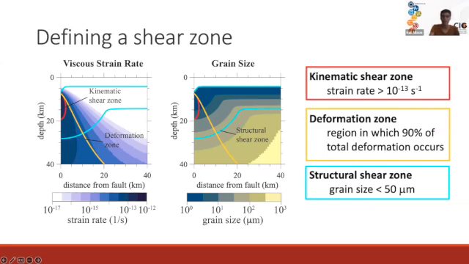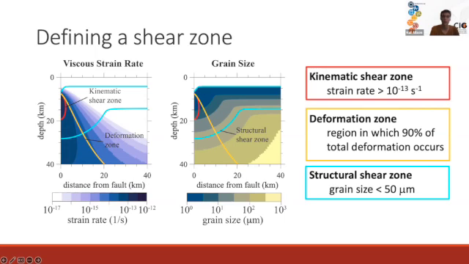To facilitate comparison between simulation results and different types of observations, Laurent Montesi and I developed 3 quantitative definitions of a shear zone. First, the kinematic shear zone, shown in red, is the region in which the viscous strain rate is elevated above 100 times the background strain rate from tectonic loading, or 10 to the minus 13 inverse seconds. Second, the deformation zone, shown in yellow, is a measure of the degree of localization and is defined as the region within which 90% of total deformation occurs, both fault slip and distributed viscous strain.